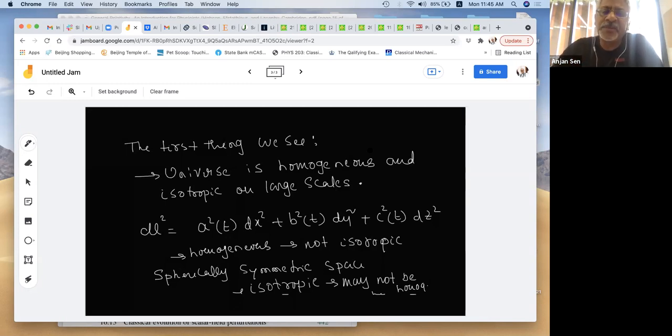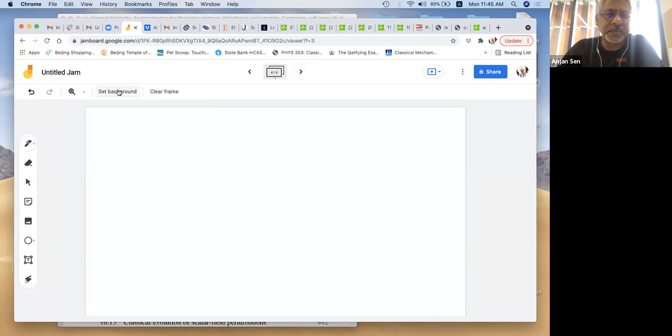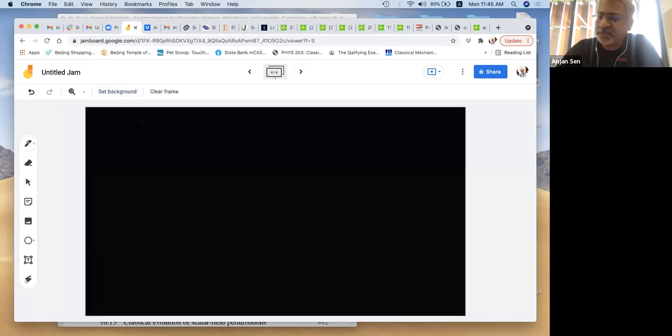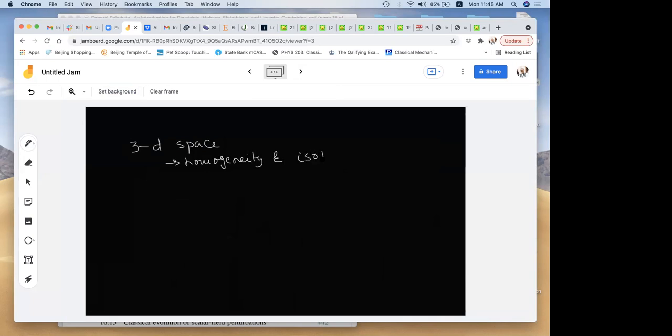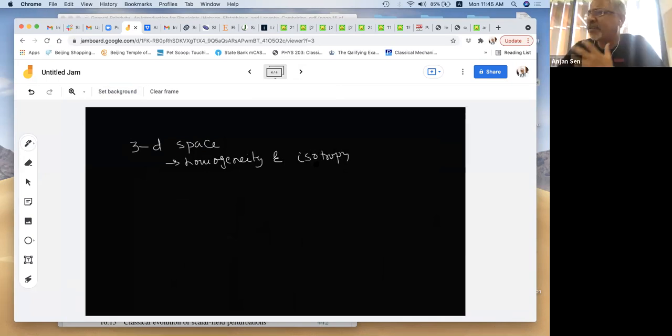But at the same time, if you take a three-dimensional universe in space, and you assume homogeneity and isotropy, then one can show that this is the maximal symmetry that you can have in a 3D space. So we have 3 conserved quantities coming from the homogeneity, 3 directions, and 3 conserved quantities coming from the 3 direction isotropy.